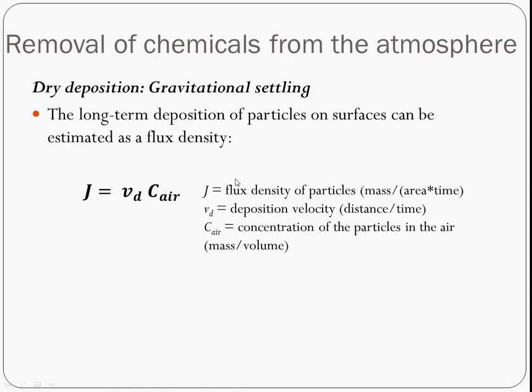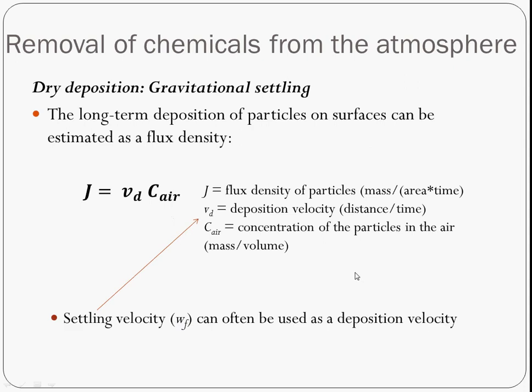The other thing we might want to know is how quickly something settles out of the air, which we're calling, same as we've called for other things, a flux density. So that is the mass of particles landing on a square area of the surface of the Earth per given time. And to do that, we need the deposition velocity, here, distance per time, how quickly something falls out of the air, and the concentration of those particles in the air. And as you may have guessed, we can use the settling velocity as the deposition velocity, and we'll do that in class.